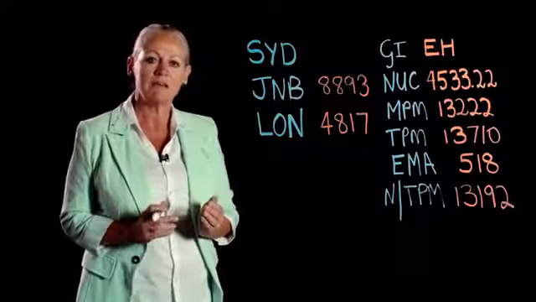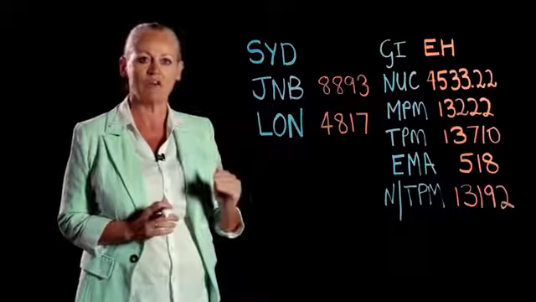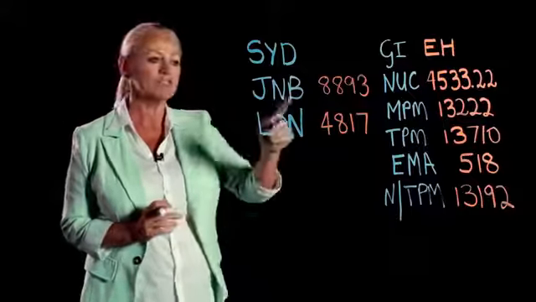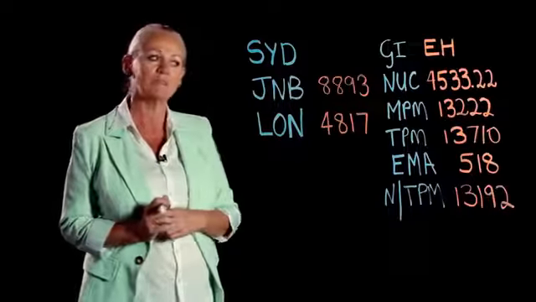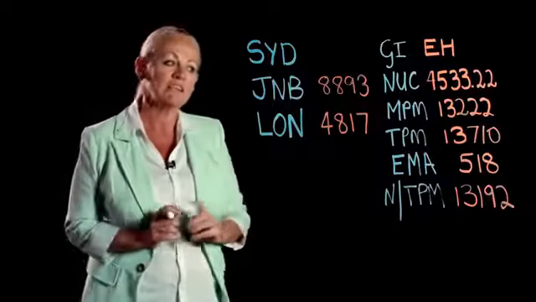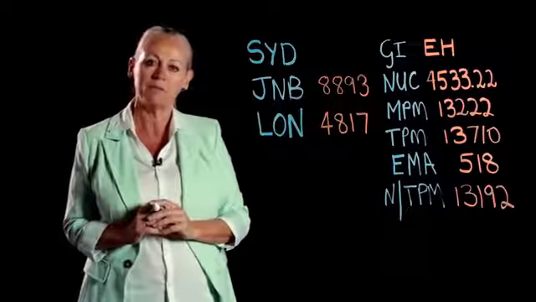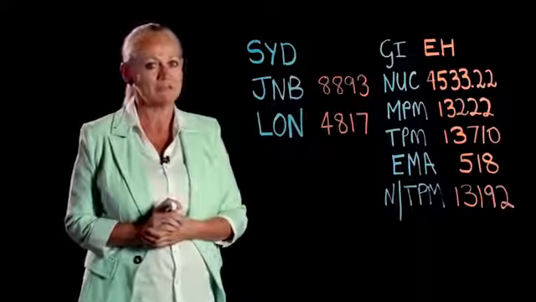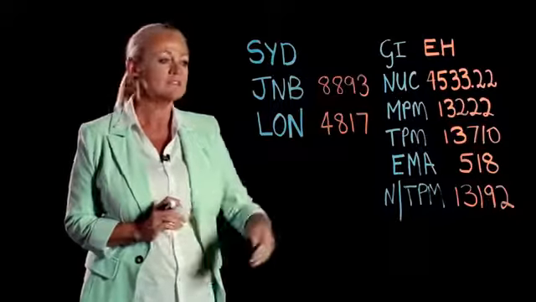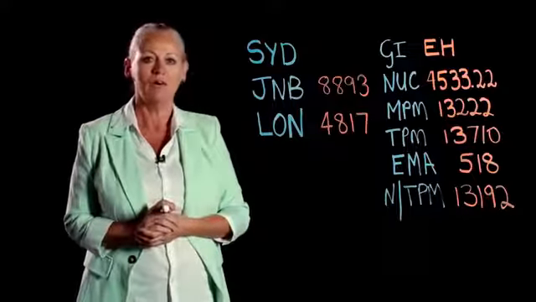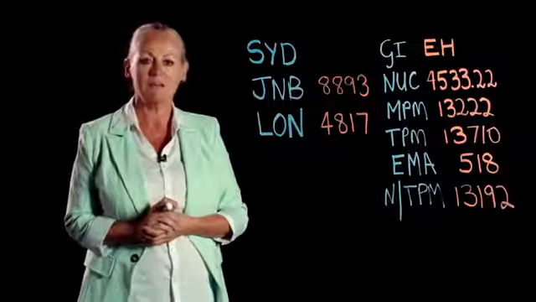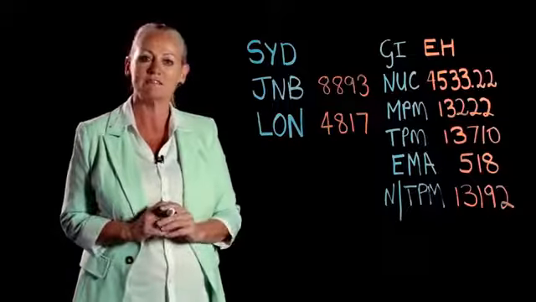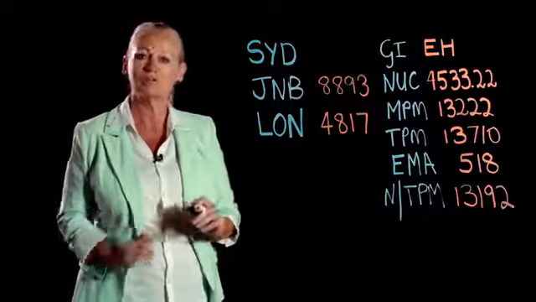Now remember, the TPM is the actual distance travelled on the journey. So we have Sydney to Johannesburg, 8893, and Johannesburg to London, 4817. My TPM actually now exceeds my MPM. But there's one more step we can do prior to looking at adding an EMS onto our NUC. This is called an EMA, or an excess mileage allowance. An excess mileage allowance is permissible only on certain journeys. And this is one of those journeys, and I'll show you why.